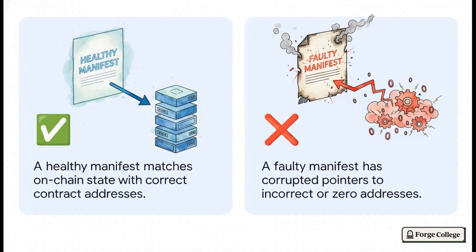And this perfectly illustrates why that pointer is so vital. A perfectly healthy manifest seamlessly matches the on-chain state with correct addresses. But a faulty manifest, it might have completely corrupted pointers, like a registry that just points to a massive string of zeros. Total corruption. This is exactly the kind of critical failure we need our time machine to fix.